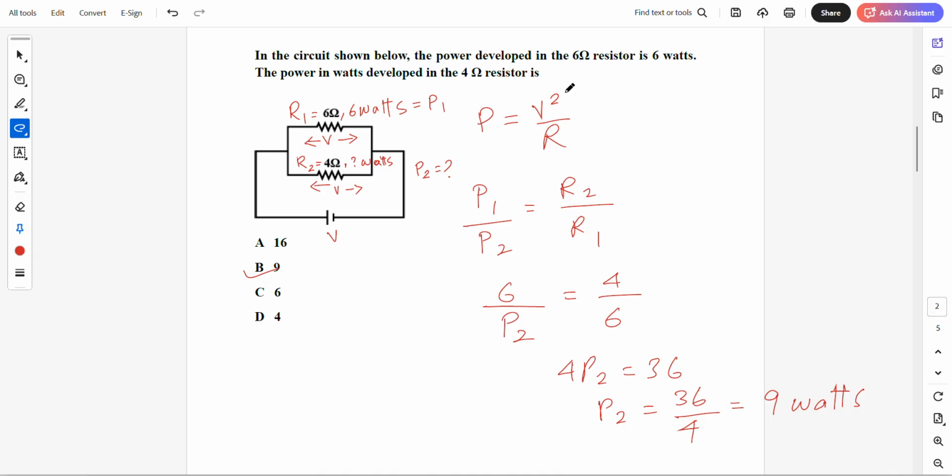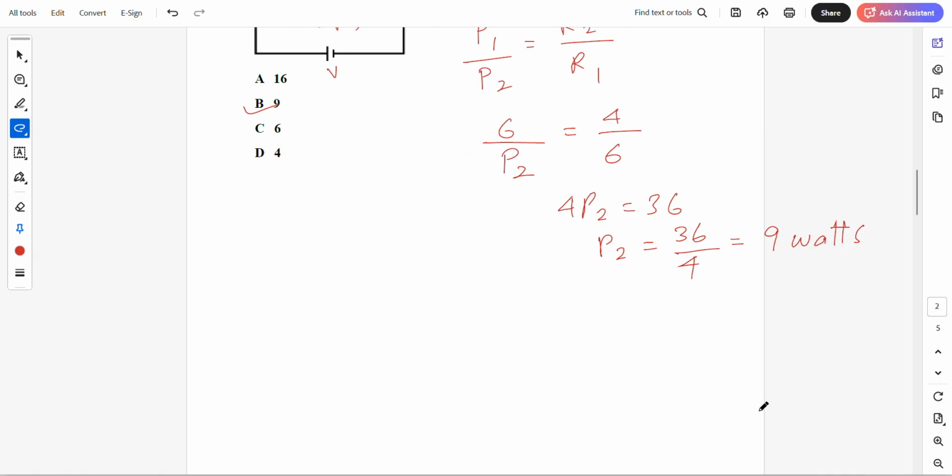Hope you understood. Remember this: P is equal to V square by R. Since these two resistances are connected in parallel, voltage will remain the same. Here R1 is 6 ohm, P1 they have given 6 watts, R2 is given 4 ohm. How much P2 you have to calculate? Therefore, P1 by P2 is equal to R2 by R1, reciprocal. So P1 is 6 divided by P2, which we do not know, is equal to 4 divided by 6. So 4 P2 is equal to 36, 9 fours are 36. 9 watts is the right answer.